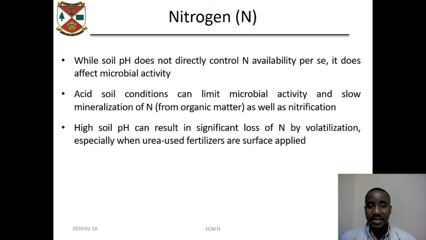High soil pH can result in significant loss of nitrogen by volatilization, especially when urea is the fertilizer used. In other words, if a urea fertilizer is applied on the surface, for example, by broadcasting, what will happen? A significant amount of nitrogen will be lost by volatilization.